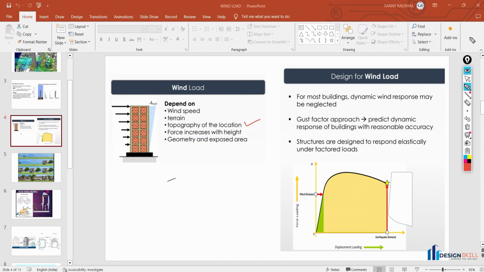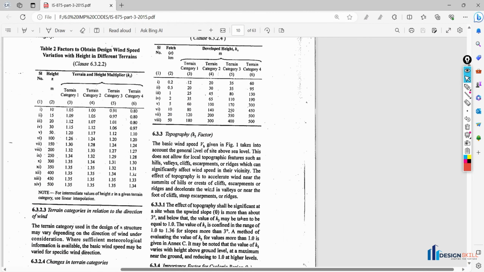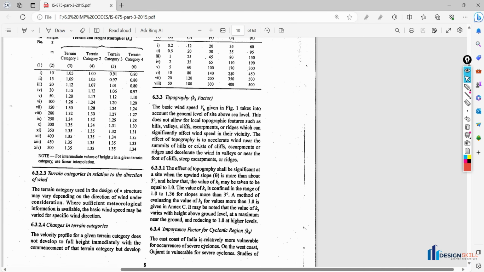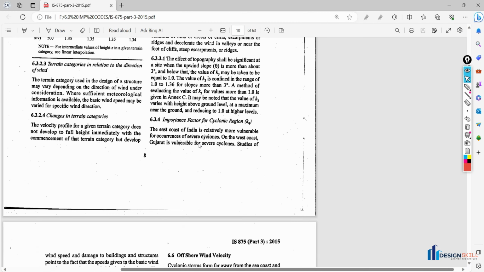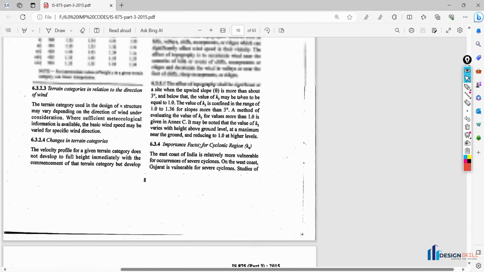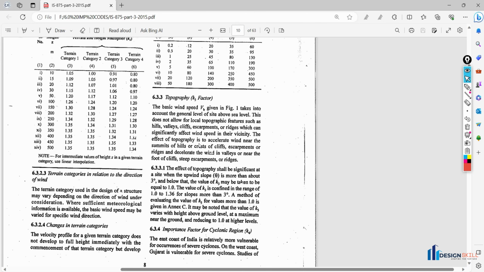If you open the code, you will find there are different categories also. If you look at the topography K3 factor here, you will find that on the basis of this topography the wind speed is going to change, and it is very important to consider the topography factor while calculating the wind speed, or if you are calculating the wind load.